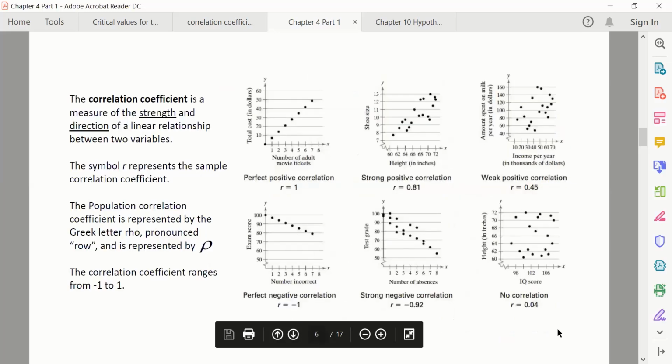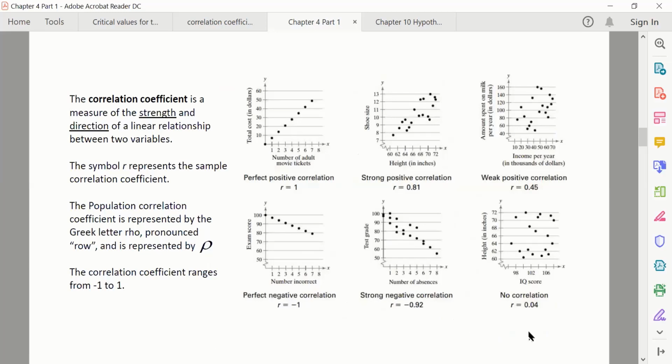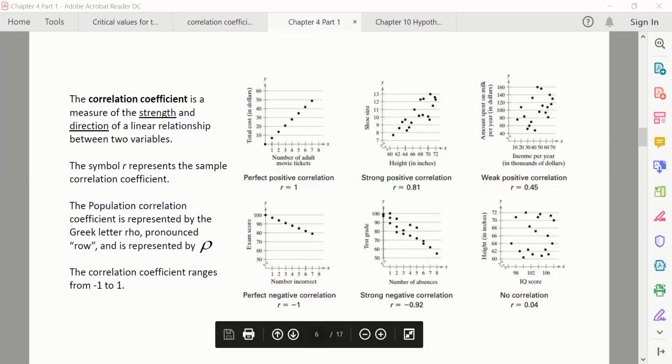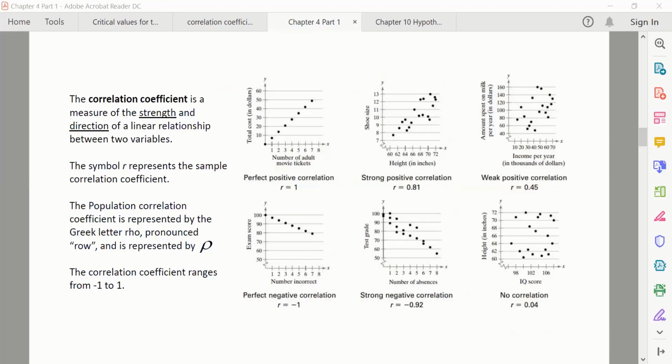The correlation coefficient is the measure of the strength and the direction of a linear relationship between two variables. The symbol R will be used for the correlation coefficient for the sample. So here's R, and that's going to be our correlation coefficient. The population correlation coefficient is represented by the Greek letter rho, pronounced rho, and it looks like a P, but it's actually a letter R. We're not going to use that much, but I threw it in there.